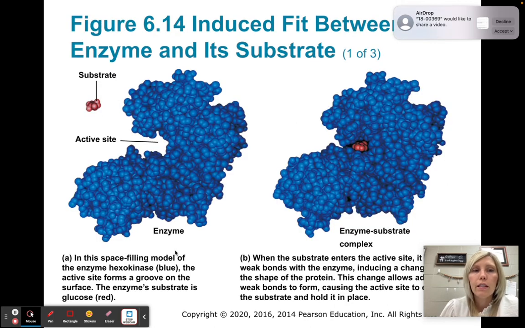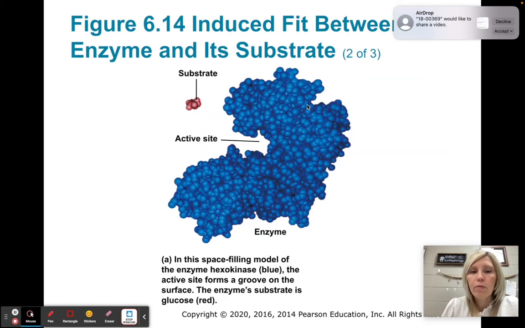So again, in this picture, you're seeing a substrate bind with an enzyme in a specific region called its active site. The active site is very important. And then once that binding takes place, you'll see that induced fit where it almost looks like it hugs that enzyme, and there are some interactions going on between the two. Okay, moving on.